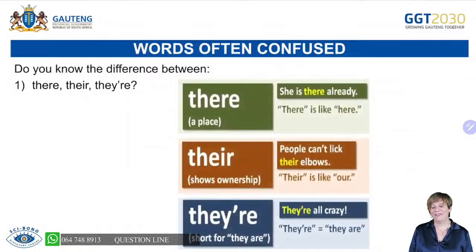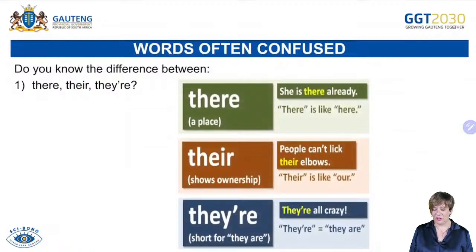Look at the middle one. People can't lick their elbows. Did you know that? It's impossible for us to lick our elbow. I'm sure you're going to try now while I'm saying this, isn't it? You're going to try and lick your elbow. But maybe you can remember this one. So their, elbow, short one. It's in like a little house, and that shows ownership. Maybe these will help you to remember. And there, that last E shows you a place. That's how I remember it.